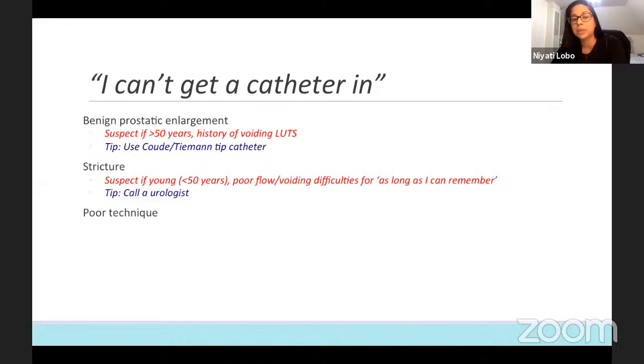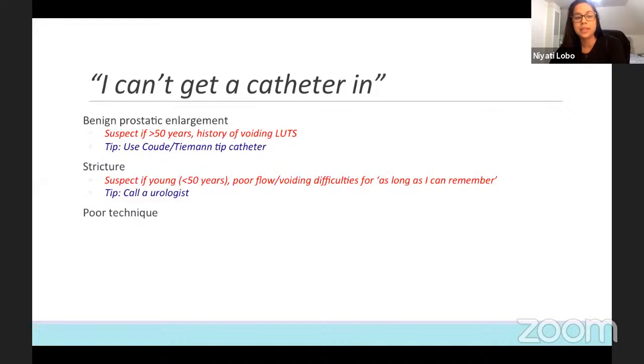And what we do is we dilate these strictures, but we have all the kit to do it. So my advice is, if you have someone you think may have a stricture and you've had one gentle attempt at putting one in, give us a call and we'll come and have a look at them.